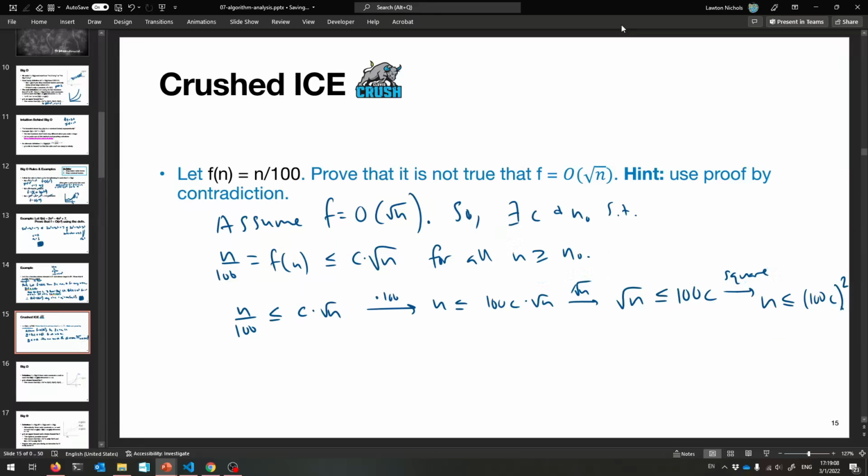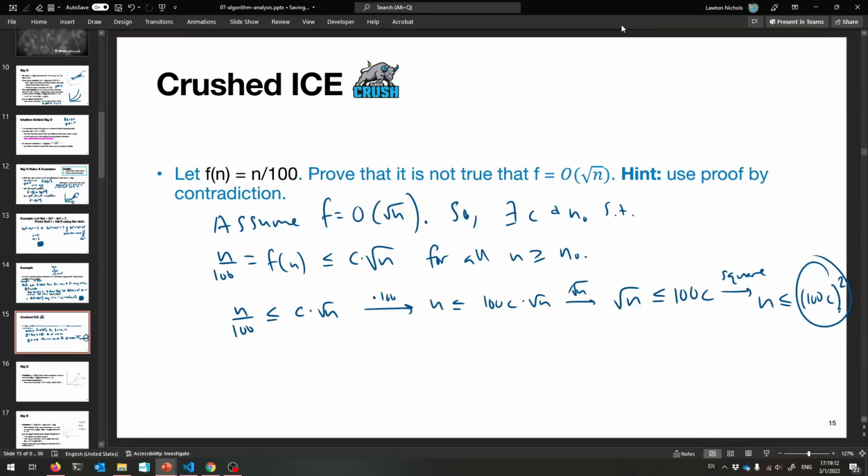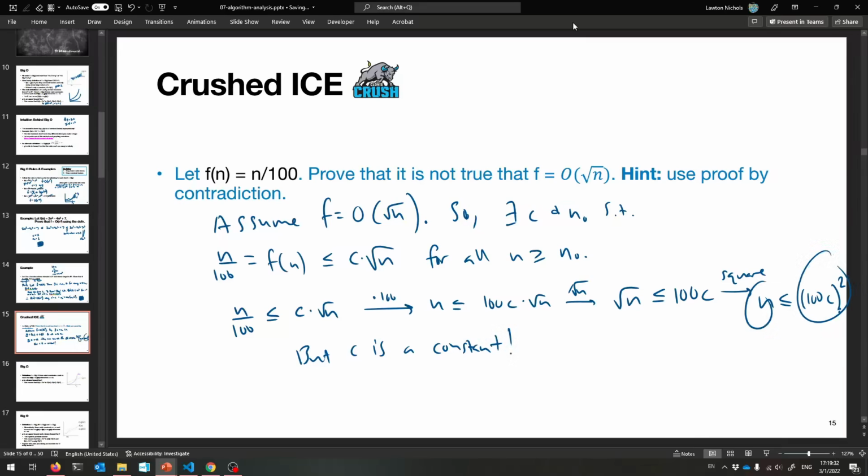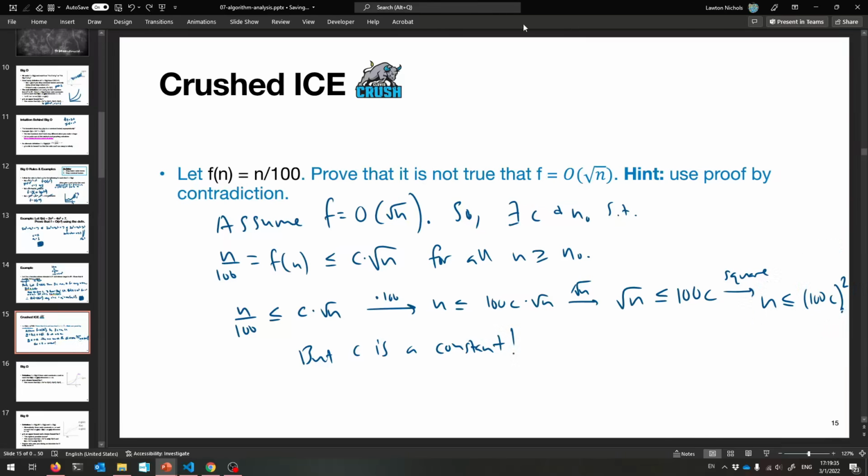And this is where the contradiction happens. We have just said that 100 times a constant squared always bounds above the number n, which is allowed to vary. Do you see how that's never going to be the case? But c is a constant. You can always find a bigger n. If you go far enough, you'll find an n that's bigger than 100c squared for whatever c you picked. Just choose n to be c plus 1 or something, right? And times 100 squared. That's a contradiction.